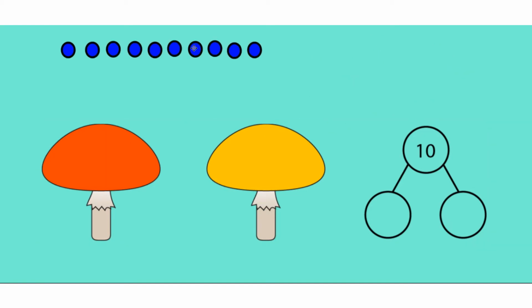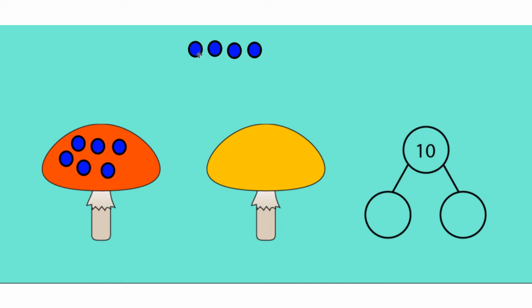So again, I've got 2 parts. I'm going to put 1, 2, 3, 4, 5, 6, 7, 8 on this side, which leaves how many for this side? 2. So I know 8 and 2 make 10. So in my cherry diagram, I would put 8 and I would put 2. Okay, so over to you. I want you to have a go.